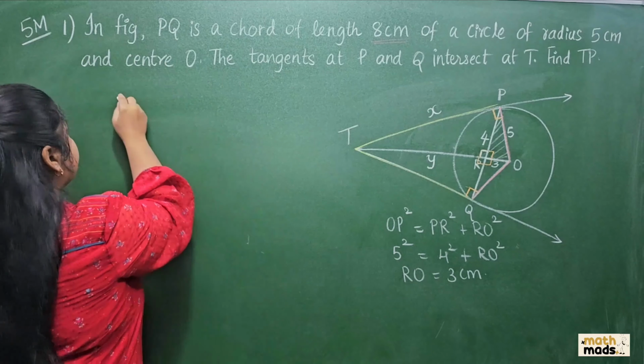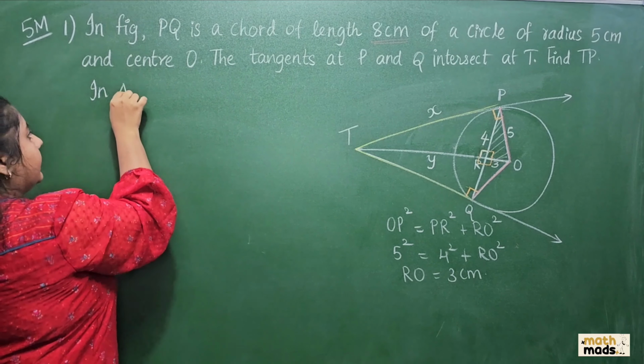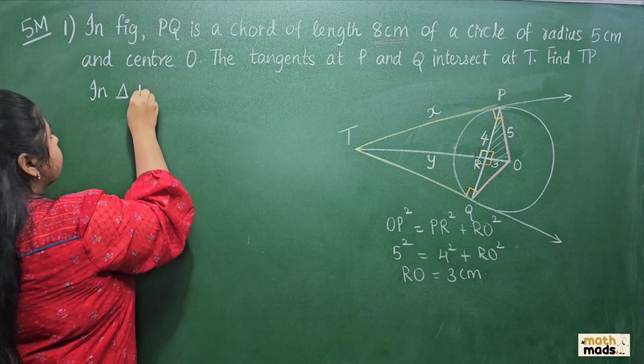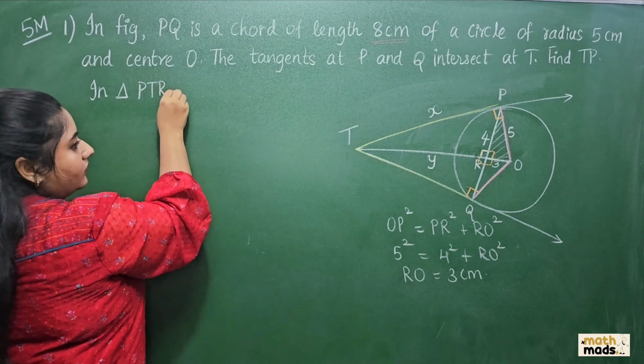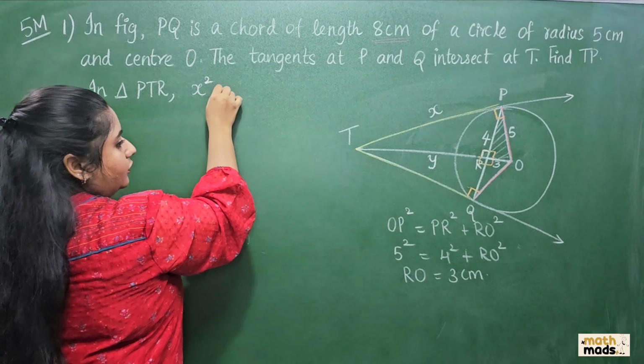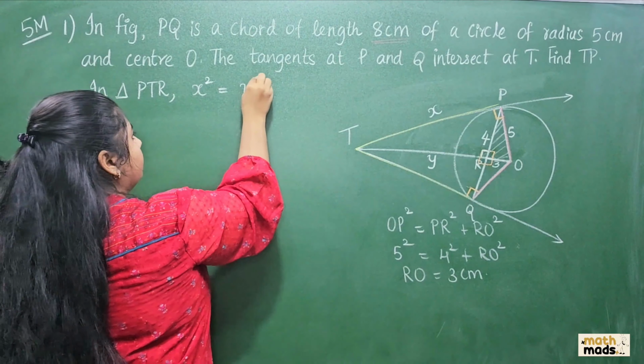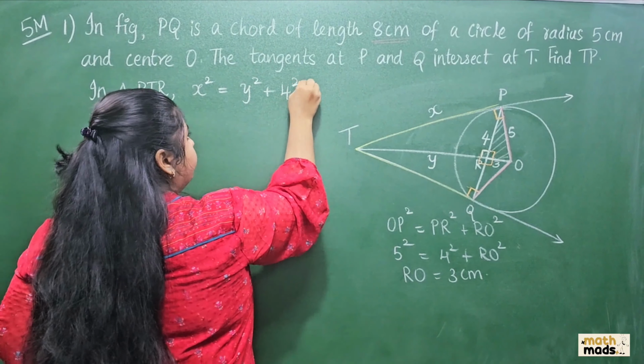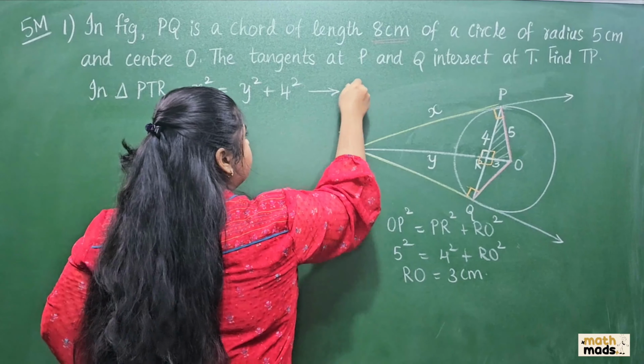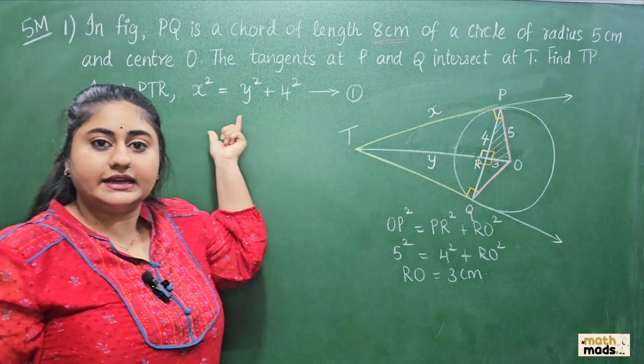Then how can I apply the Pythagoras theorem? In triangle PTR, X square will be equal to Y square plus 4 square. Okay. So let this be equation number 1. This is I have applied for triangle PTR.